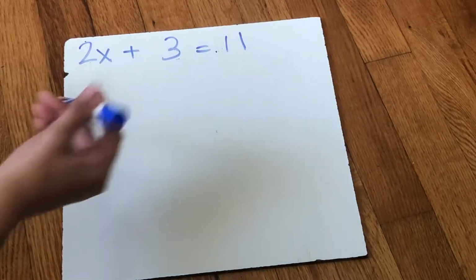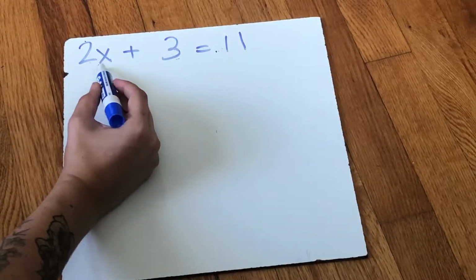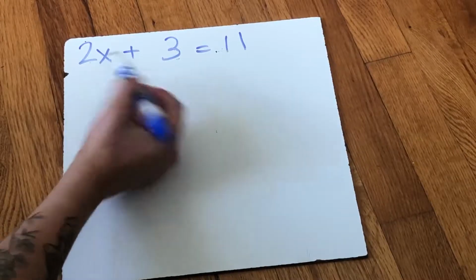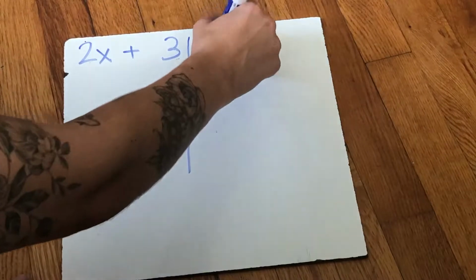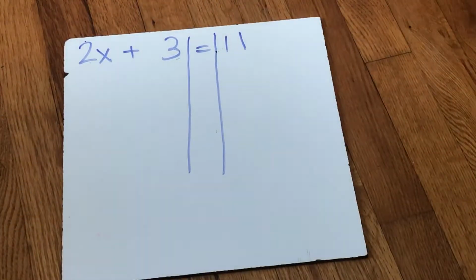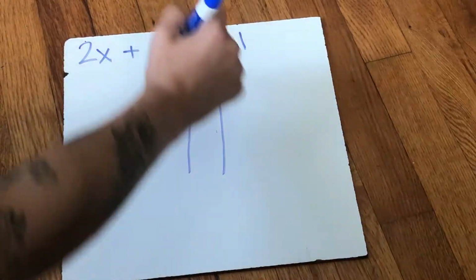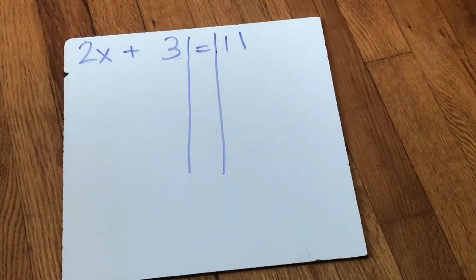And what I'm trying to do is get this x by itself. I'm actually trying to solve for x, figure out what x equals. So the first thing I'm going to do is draw two lines on either side of my equal sign, and this is just a way to organize it. Some students call this railroad tracks. I don't care what you call it, but it's just a way to organize really well.